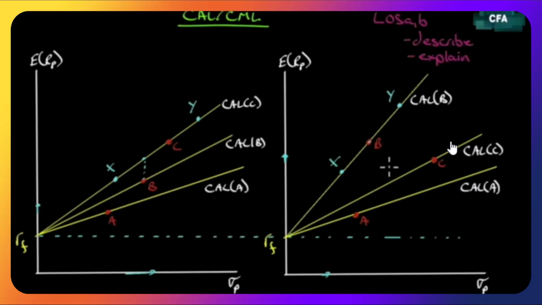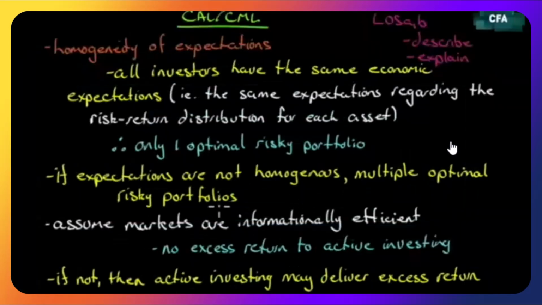But I'd only engage in active investing if I believed that I had a better ability to forecast future returns. In which case, I would have a different portfolio. This is active. This is passive. If you buy into one optimal portfolio, you're a passive investor. If you think you can do better, you're an active investor. So we finished our first point about the homogeneity of expectations.